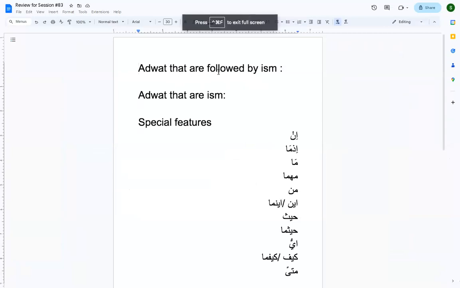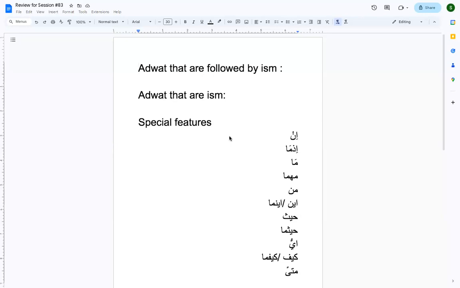Who remembers what are the adawat shart that are going to be followed by an ism? After these adawat, you are going to see an ism. We have done one very recently. No, idha is not followed by an ism. Idha is followed by a fail. That is always translated as idha is an ism itself, but it is not followed by an ism. I'm asking about what is followed by an ism. After these adawat, you are going to see an ism, and one is lawla.